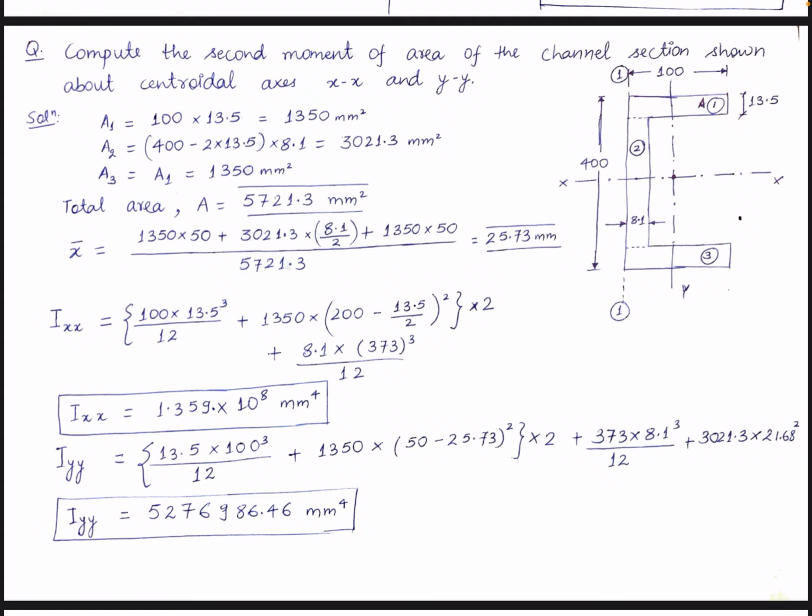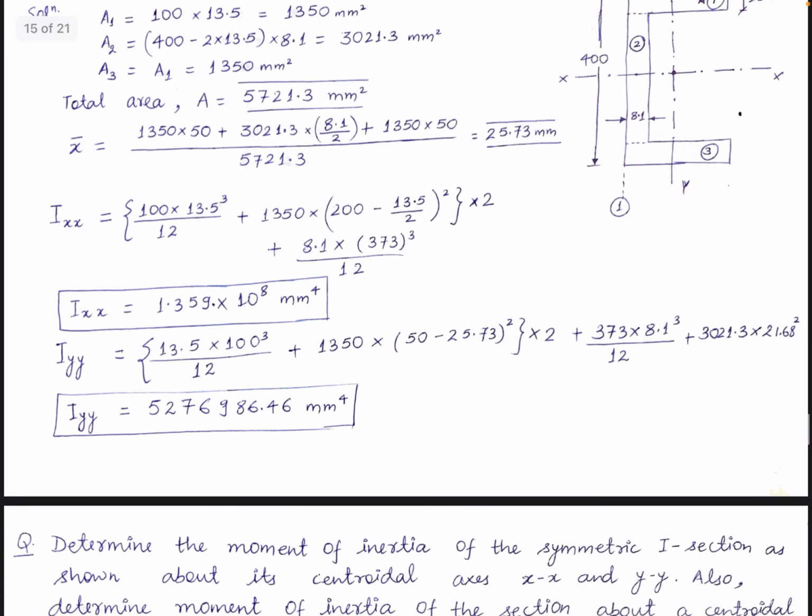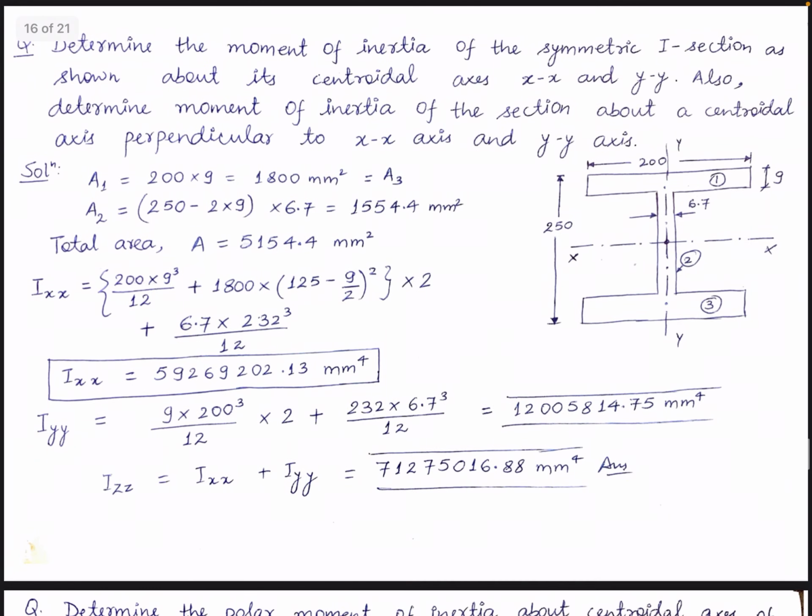X bar and y bar we are calculating. Now what we have to do? Simply put in Ixx and Iyy, you will get the values. Now let us see a symmetrical I section. Determine the moment of inertia of the symmetric I section as shown about its centroidal axis, x and y.